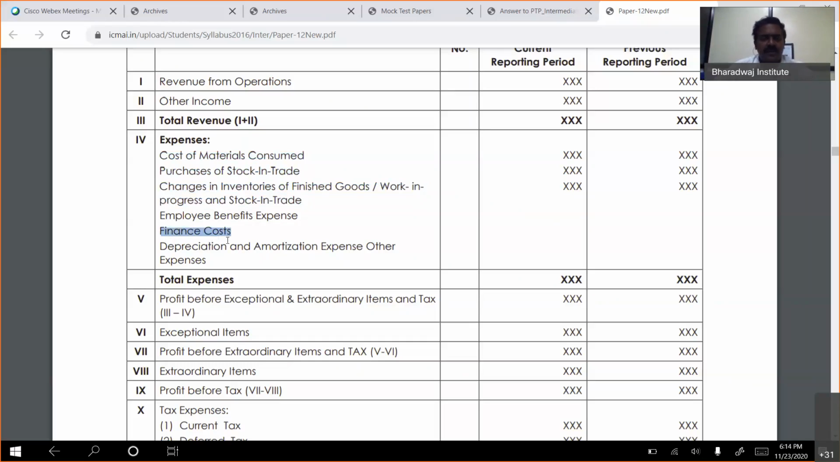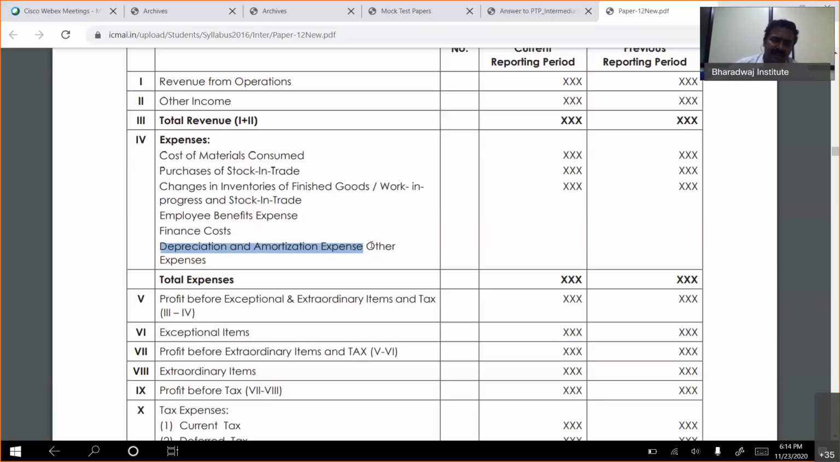Then finance cost is nothing but interest, interest on different types of loans, which can be bank OD, a debenture, a bank loan or a term loan. All types of interest we call finance cost. Depreciation is the word used for tangible assets, and amortization is used for intangible assets. So all types of depreciation on building, plant, furniture, those things. Amortization includes preliminary expenses written off, goodwill written off, all these things.